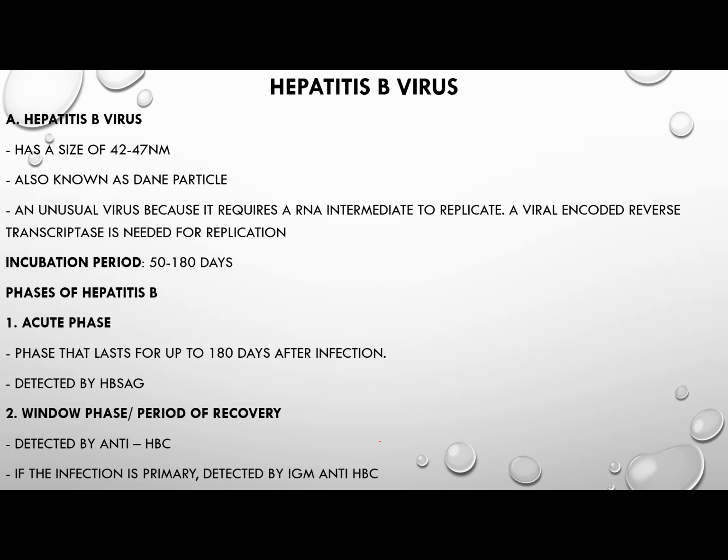The hepatitis B virus class is one of the most important viruses known to cause liver CA. Now, hepatitis B virus class, please take note, has a size of 42 to 47 nanometer. It's also known as your Dane particle. An unusual virus because it would require an RNA intermediate to replicate. A viral encoded reverse transcriptase is needed for replication.